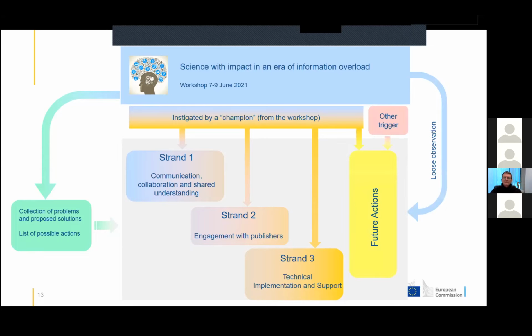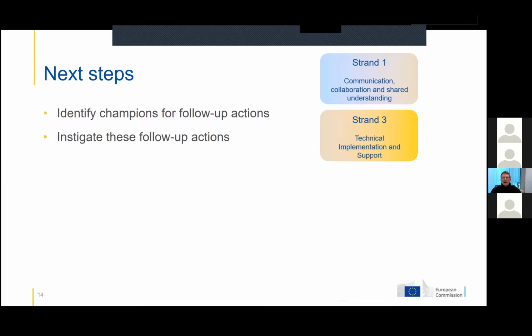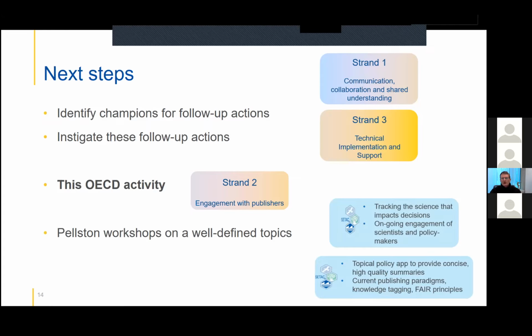And the people who ran the workshop will loosely observe what's going on there. So to summarize, what are the next steps? We will identify champions for the follow-up actions in strands 1 and 3. We will instigate these follow-up actions. We will obviously follow and closely support strand 2, which is this OECD activity we're talking about today. And we will have a closer look at the possible organization of PELS and workshops on well-defined topics. So you will hear more from us in the near future when we come out with our workshop report.